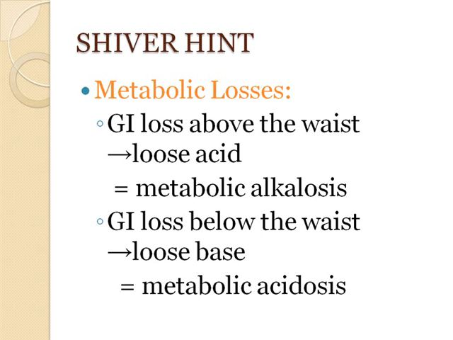GI loss below the waist, think about everything below the stomach or below the waistline and down. If you lose below the waist, such as diarrhea, you're losing base. So if you have excessive diarrhea, that's going to cause a metabolic acidosis. So if you can remember those two hints, that will help you. And the way I keep that straight is to always remember, well, you have acid in your stomach, so if you remove what's in the stomach, you're going to have an alkalosis state.